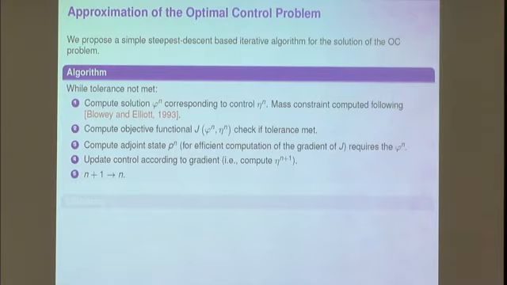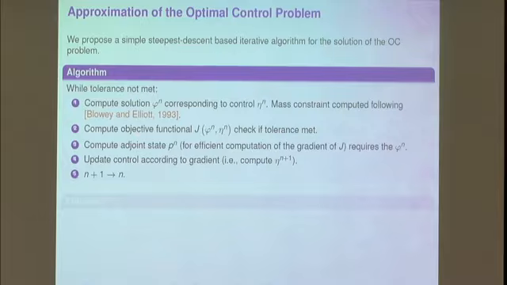based on a steepest descent method. And the basic idea of the algorithm is that we compute the solution to the state equation with the corresponding control eta. We had this constraint on the mass that we had to impose, and there's a very nice algorithm proposed by Blowey and Elliott for enforcing this constraint. Once you've computed your state, you compute the objective functional corresponding to the state phi n and the control eta n. If you meet the tolerance, you exit.